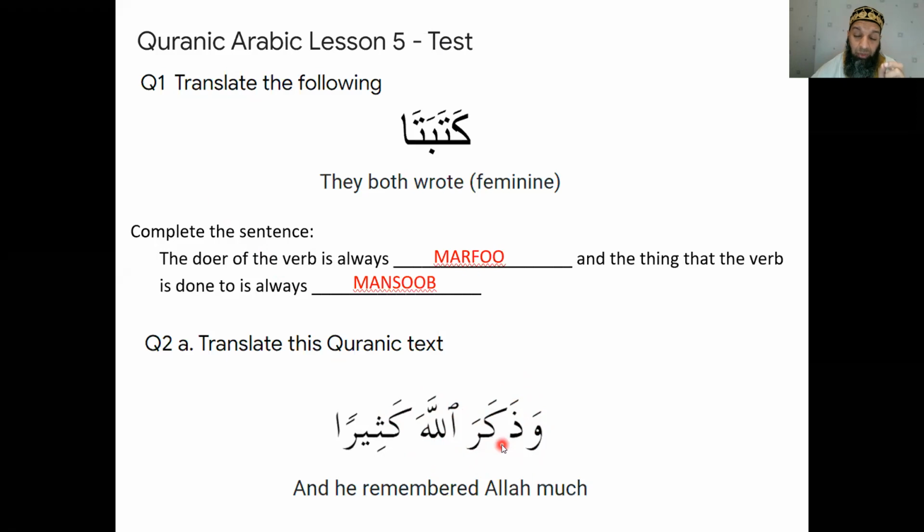So, وَذَكَرَ اللَّهَ كَثِيرًا, and he remembered Allah much. Remember we did kathiran. What's kathiran mean? Ibn Kathir had a lot of knowledge, remember? So kathir means a lot. Yeah, much. Right? So I hope you understand that because that's the application of this golden rule of grammar.